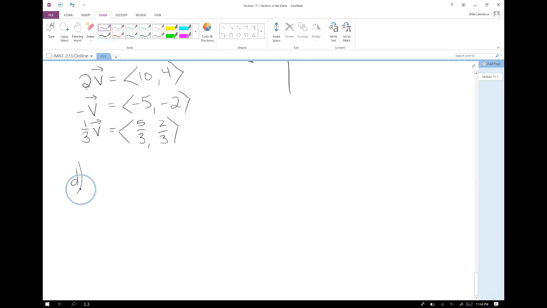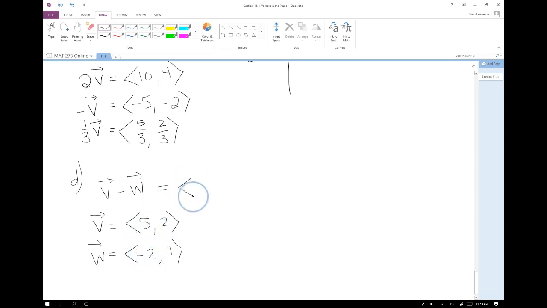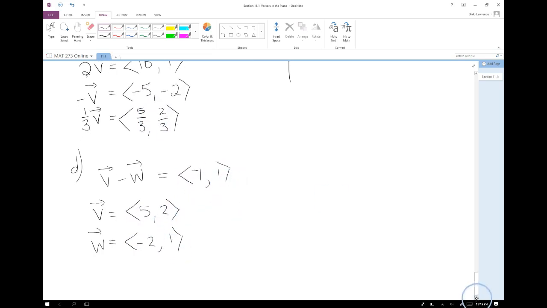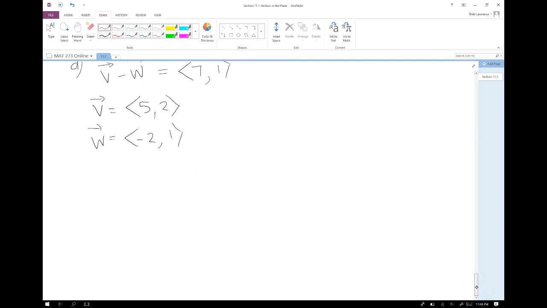All right, one more example really fast. We are going to try to figure out V minus W. So remember, V was 5, 2, and W was negative 2, 1. Algebraically, this is going to be pretty easy because we just have to calculate the V components minus the W components. So 5 minus negative 2 is really going to be 5 plus 2, which is 7. And then 2 minus 1 is 1. And hopefully when we draw this, it will match up with 7, 1.